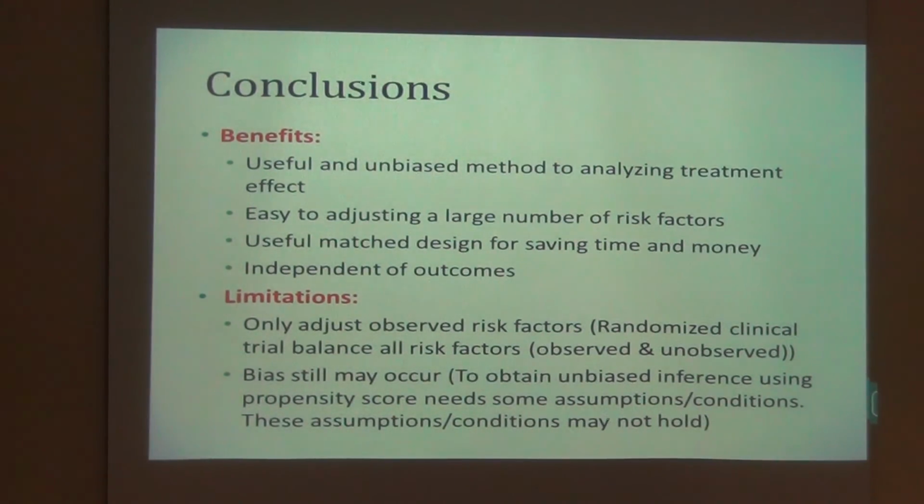Okay? In a randomized clinical trial, if it's done correctly and appropriately, it will balance all the risk factors, including those you don't observe. But a randomized clinical trial still has some other shortcomings, though not in this case. In this case, we can only adjust for those observed risk factors to try to balance the treatment. If something is missing, like in a regression method, you cannot do anything, okay?